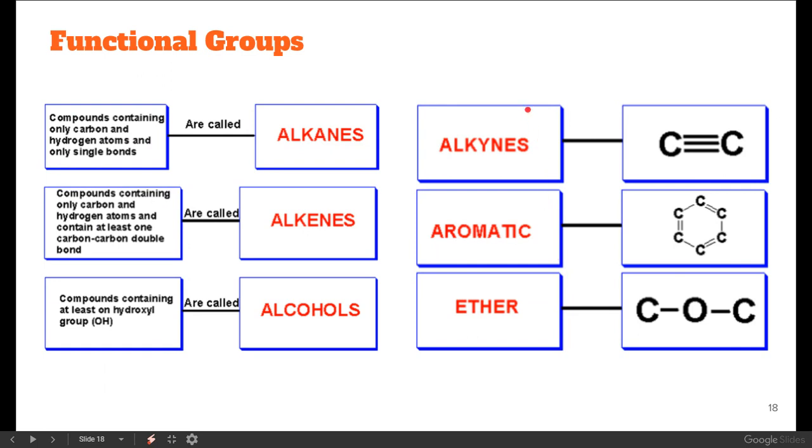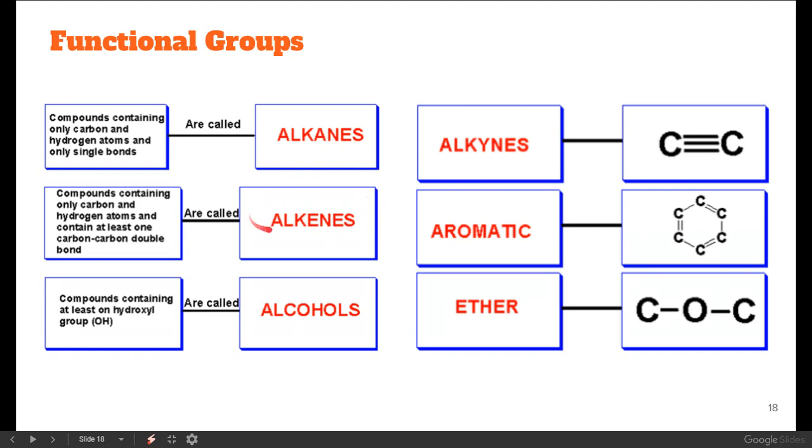Functional groups. Okay, lots of functional groups that we have here. And I wish you the best of luck. We'll see how it goes. Alkanes are nothing more than carbons that contain only carbon and hydrogen atoms, and they only have single bonds. So if we don't have any double bonds anywhere in the thing, and all we have is carbon and hydrogens, we're called alkanes.